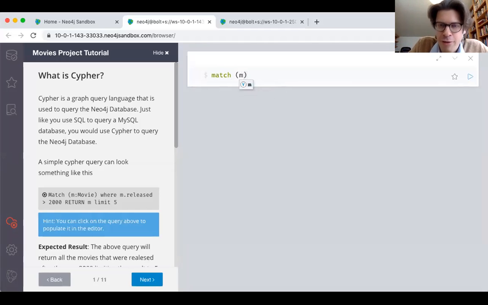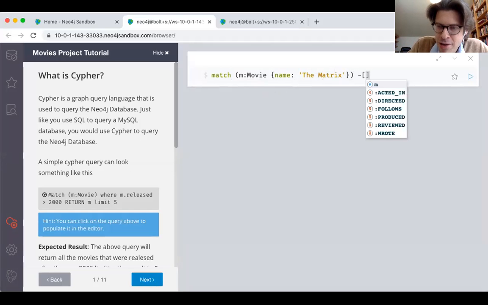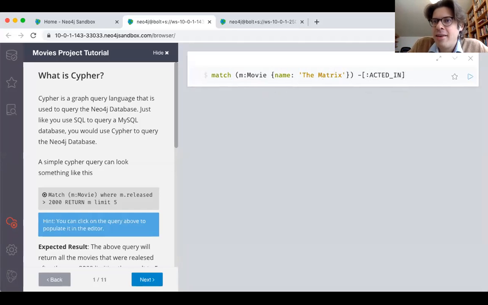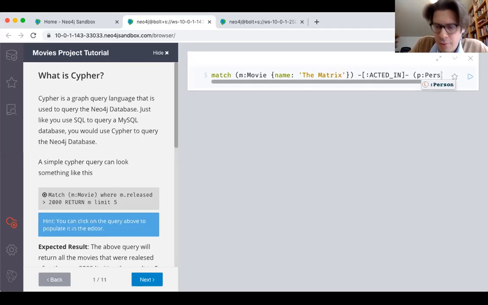Perhaps here, I first want to specify a specific movie. I could, for instance, use The Matrix, science fiction movie from a while ago. And now I want to find people who acted in that movie. And now I want to return both the movie and the person.